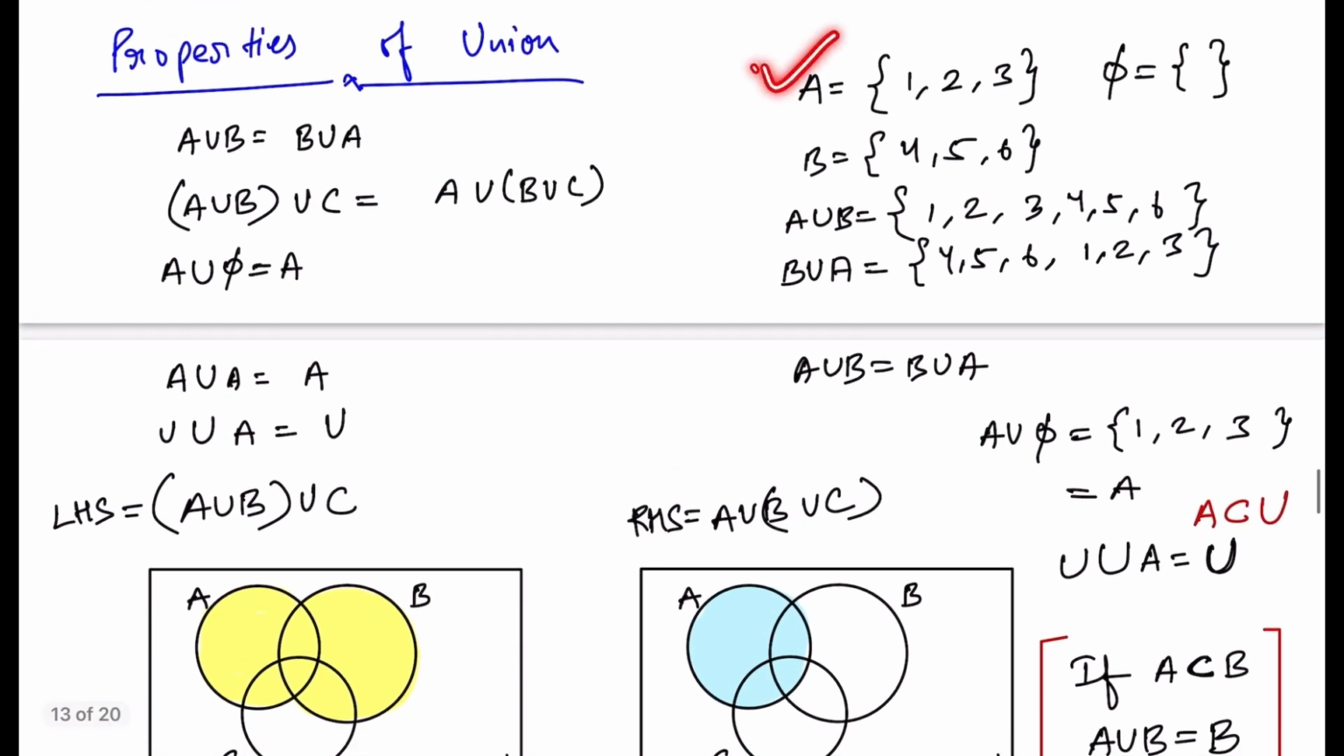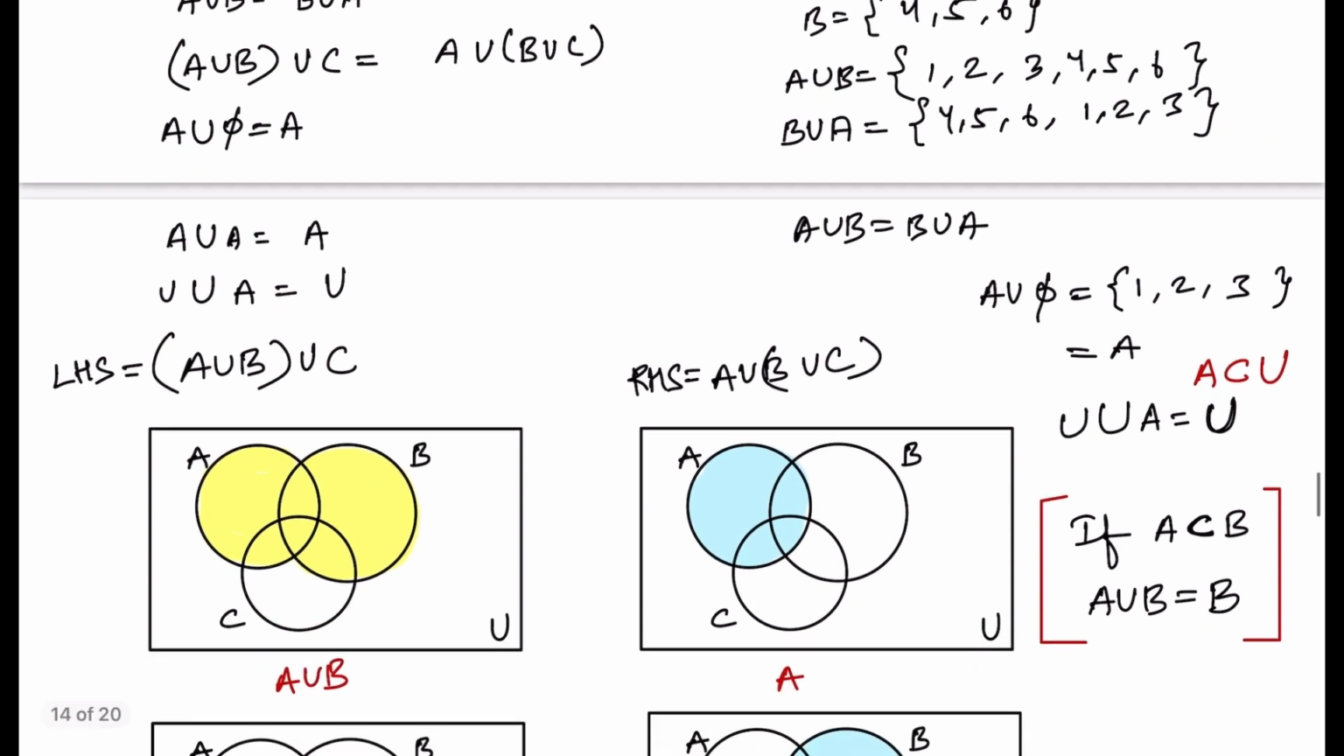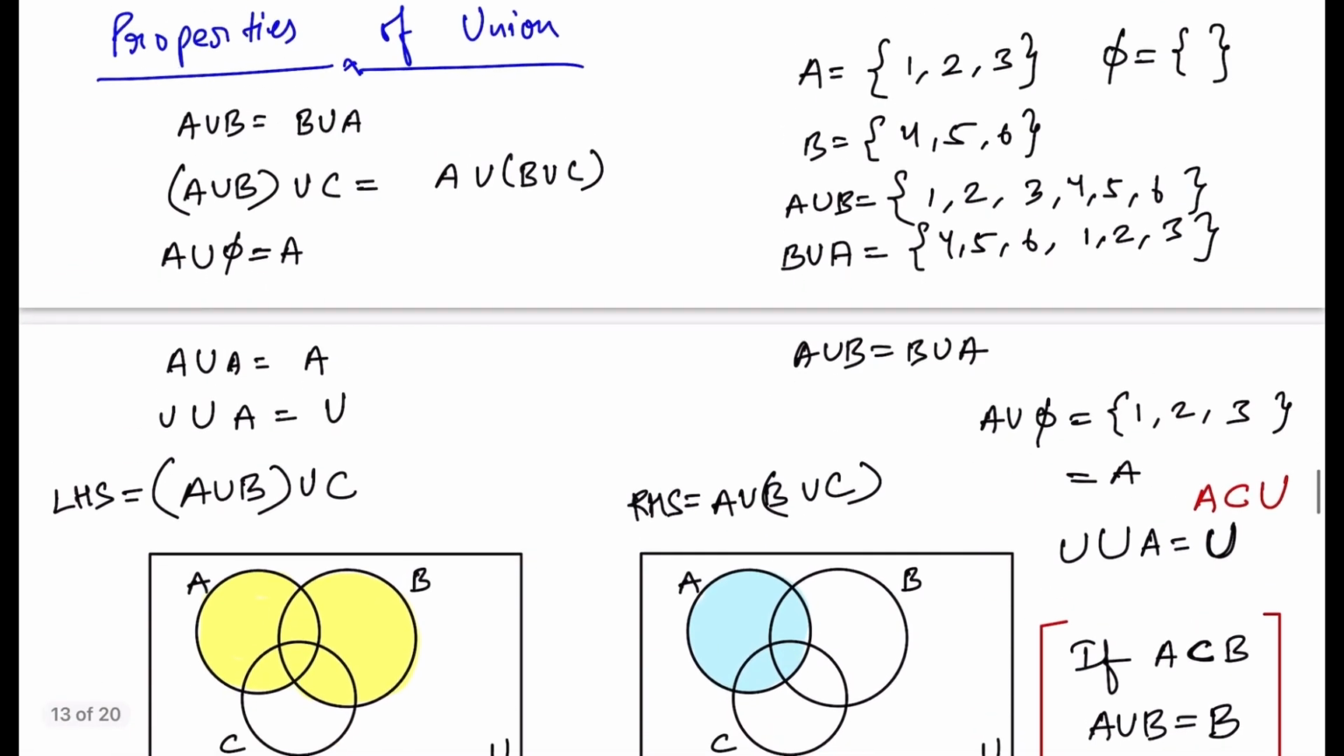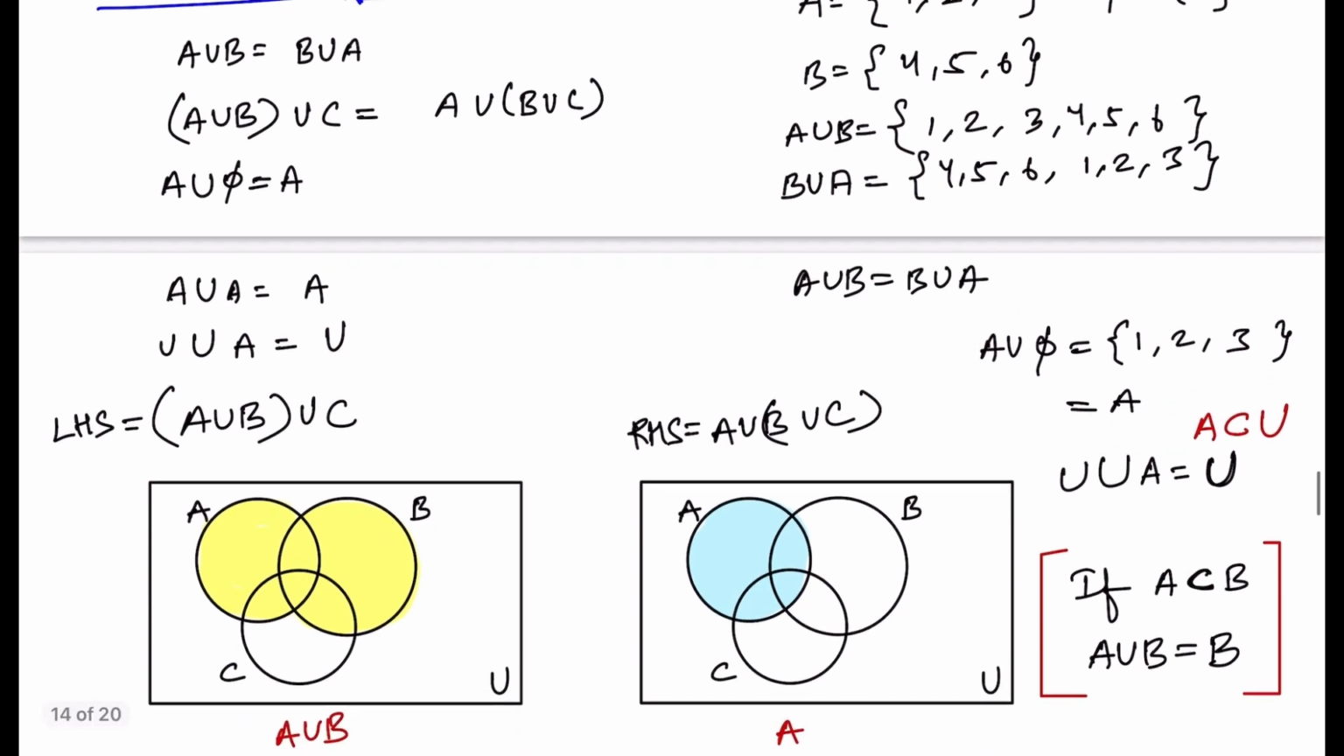So this was the proof of the first property, then this was the proof of the second property. Then we discussed the third property here by considering the null set: A union null set will be A itself. Then the fourth property: both sets have the same elements, so the union will be A only.